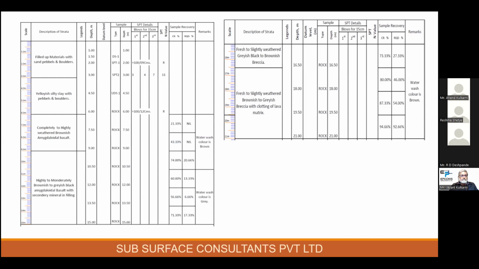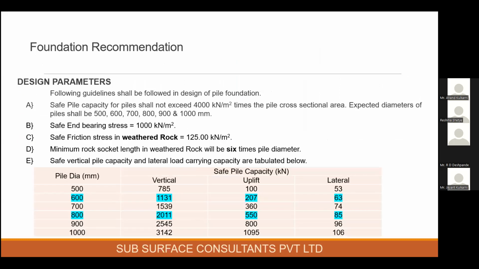So considering that in mind, these parameters were set out. Safe pile capacity was limited to 400 kilonewton per meter square because the crushing strength of rock was low. For various diameters, the capacities have been worked out, but the safe end bearing stress has been kept very low, 1000 kilonewtons per meter square. Normally that is equal to 100 tons per meter square. So you can imagine that this is a low value.